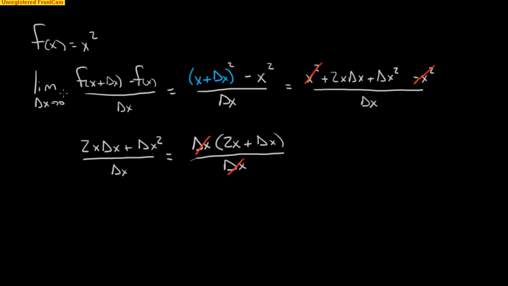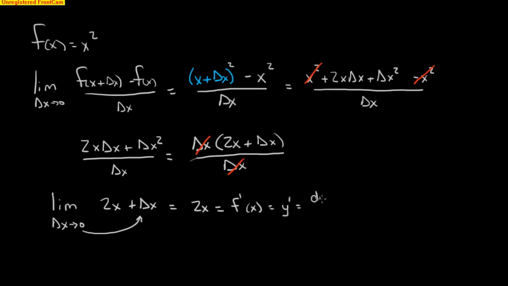And then we go back to the beginning, where we have a limit. We have the limit as delta x approaches 0 of 2x plus delta x. And now we're allowed to do direct substitution. So 0 goes in for delta x. So we're left with 2x. 2x is our derivative. The derivative, again, is the equation that represents the slope of the tangent line. That's f prime of x. We can also write that as y prime, and we can also write that as dy/dx. But this 2x right here represents the slope of the tangent line at any point on x squared.